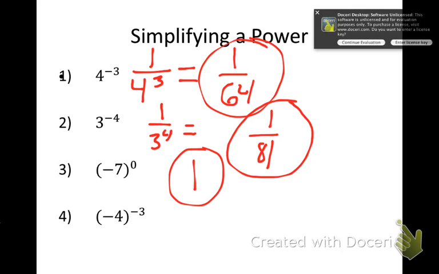Now, recognize the difference here. If I had negative 7 without parentheses to the 0 power, does anybody know what that would be expressed as? Negative 1. Because there's no parentheses, that would be expressed as negative 1. Because that's 7 to the 0 power, and then you tack on the negative. So recognize there's a difference when there are parentheses and when there are not.